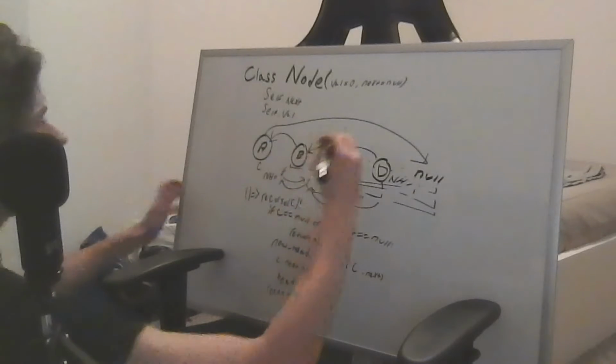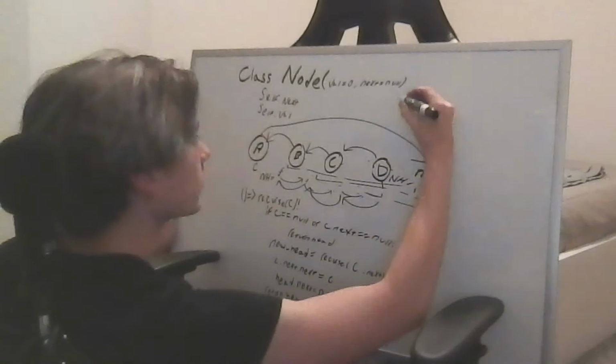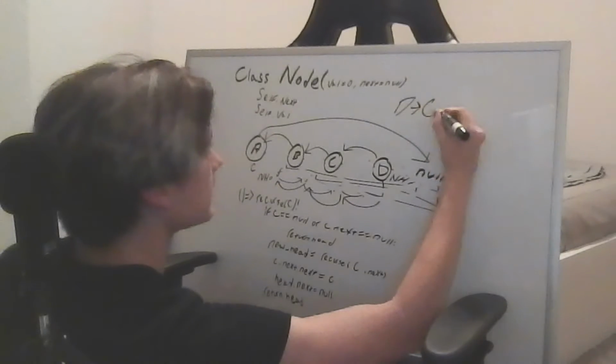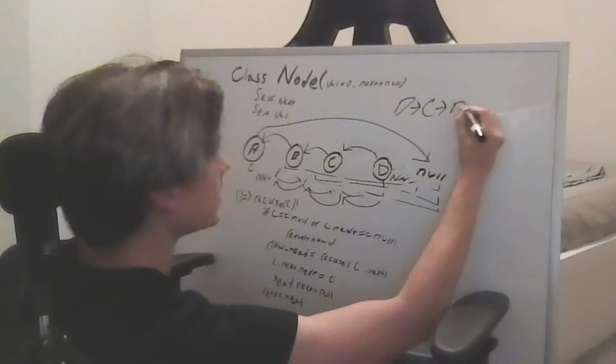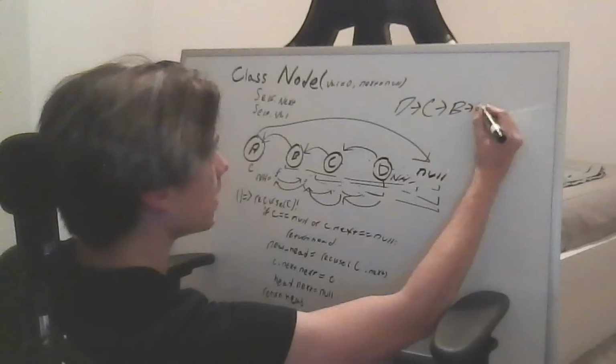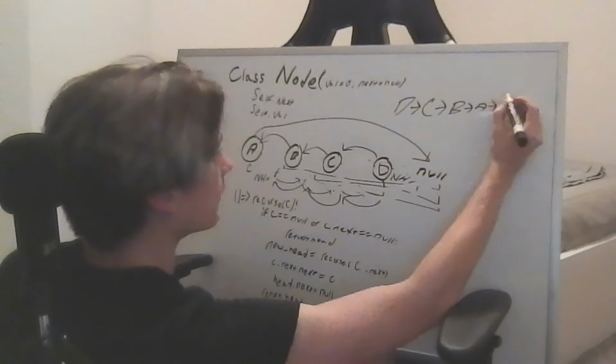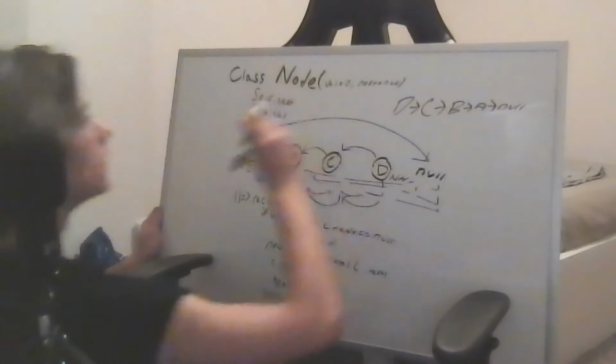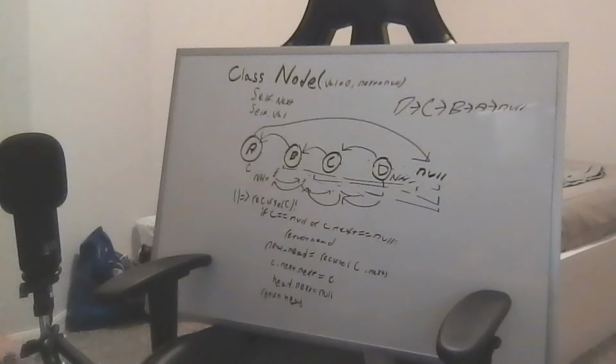And if we just draw it out one more time, it is now going to look like this. It's going to be D points to C, points to B, points to A, which now, if you look at this, points to null. So that is great, and that is our solution to reversing a linked list recursively. All right. Thank you so much, guys.